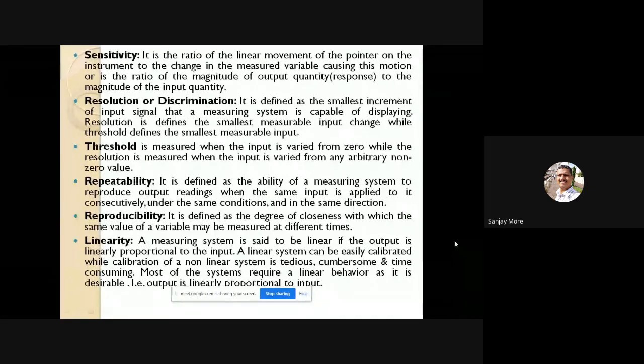Then the next definition is resolution. Resolution is the smallest increment of input signal that a measuring system is capable of displaying. Then the next definition is threshold. Threshold is measured when the input is varied from zero, while resolution is measured when the input is varied from an arbitrary non-zero value. Okay. Then repeatability.